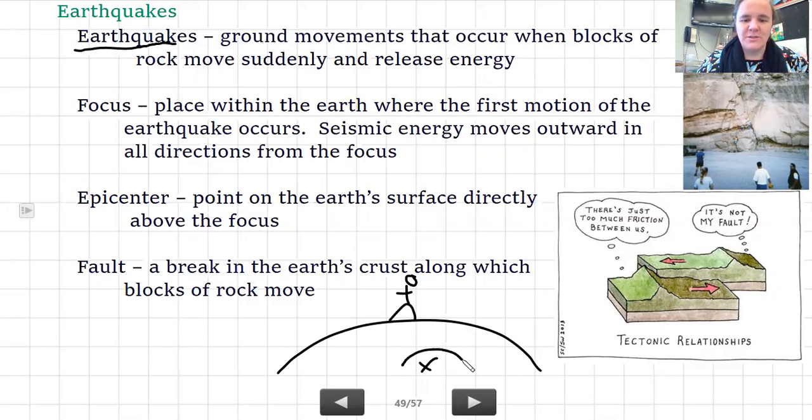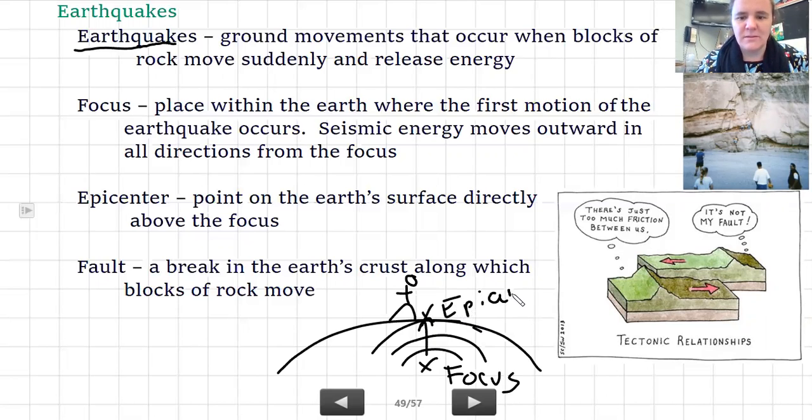And then the energy travels outward, kind of like ripples in a pond. So this is going to be your focus down here. Directly above that on the surface is going to be what we call the epicenter. And then the break or the crack where it actually moves is going to be the fault. So I don't know if you can see this picture here behind where my image probably is, but there's that crack that the earth just kind of shifted along, and that's what we call a fault.